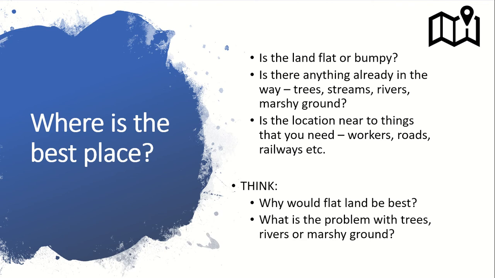You might want to think to yourself right now, why would flat land be best, and what would the problems be with marshy ground and trees? Flat land is so crucial and always more expensive than steep land because it's easier to build on. And if there's trees, rivers and marshy ground in the way, obviously that's all going to have to be cleared, and that has an impact on the environment, but also has an impact on the cost of the project. And we're always trying to keep the costs of a project down.